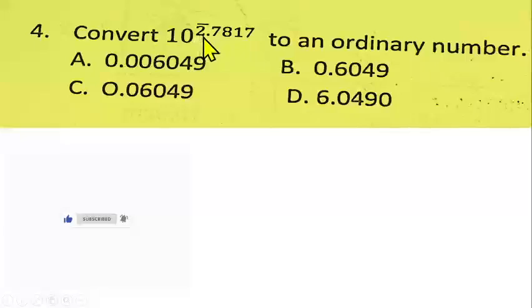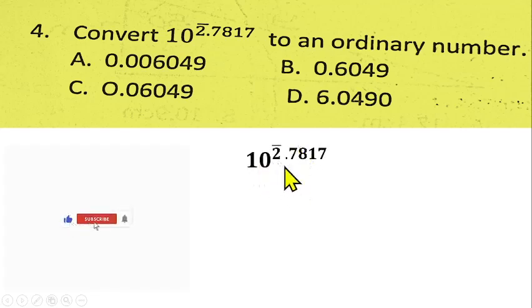Question number 4, we have to convert 10 raised to power 2.7817 to an ordinary number. So 10 raised to power 2.7817. What does this mean? This means that you have to find the antilog of this number. That's what you have to find.